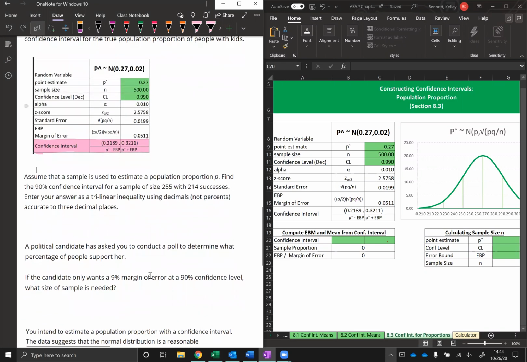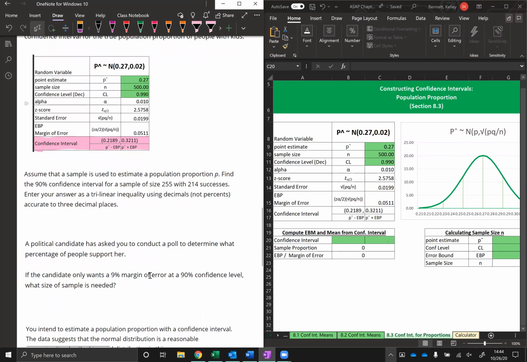All right, so let's try this again. Assume that a sample is used to estimate a population proportion p. Find the 90% confidence interval for a sample of 255 with 214 successes. Enter your answer as a trilinear inequality, and so on. I just am asked to get the confidence interval.